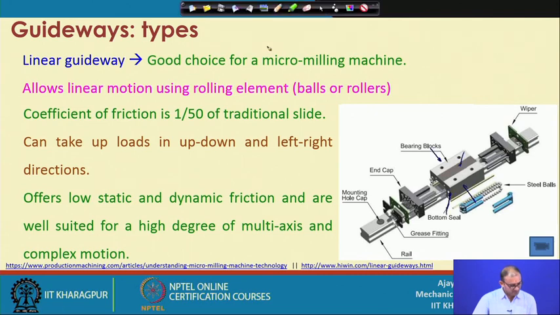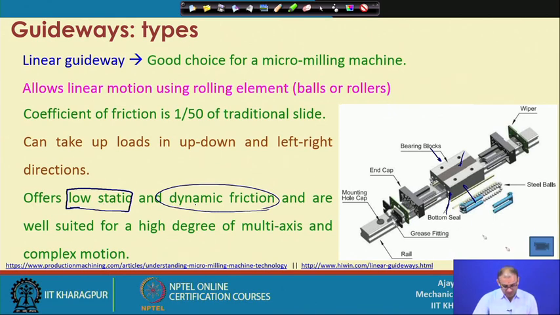So, why static friction? Because if it is in the stationary mode, only the balls are in contact with this part. So, you will not get so much friction here. And for dynamic friction, when they are moving, at that time again there is no change in the contact points. So, the number of contact points in the static position and dynamic position will not change. So, that is a very good advantage of using this linear guideway.